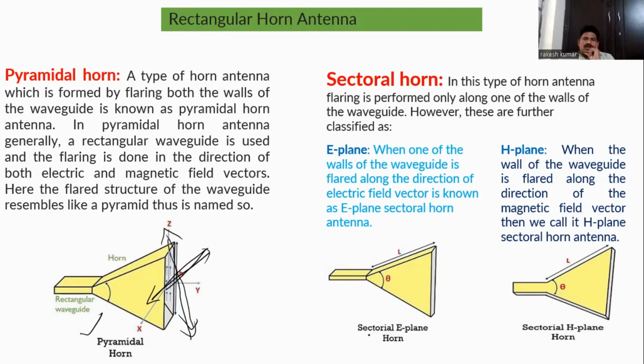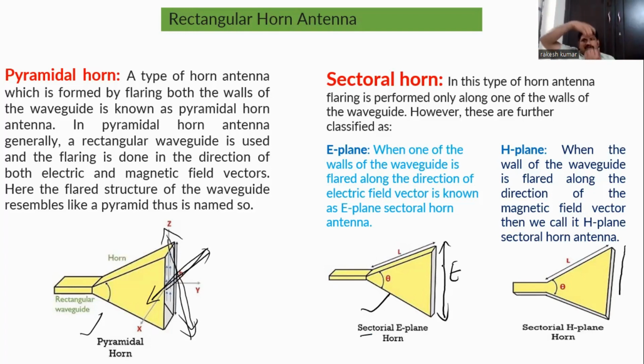Okay, let us come to the sectorial E plane. Here the flaring is done only in this direction. So this is called a sectorial E plane horn. Whereas here the flaring is done only in this direction. Okay, so here the flaring is done.